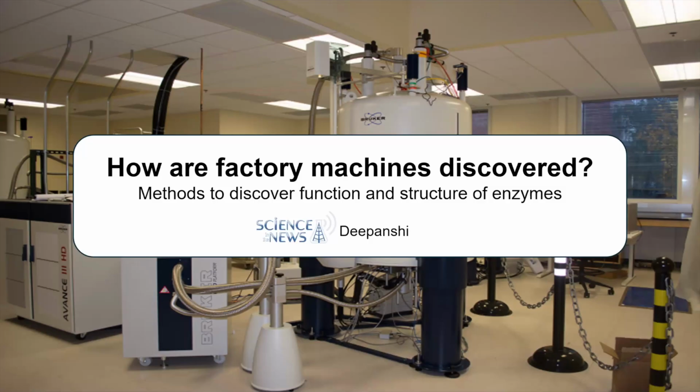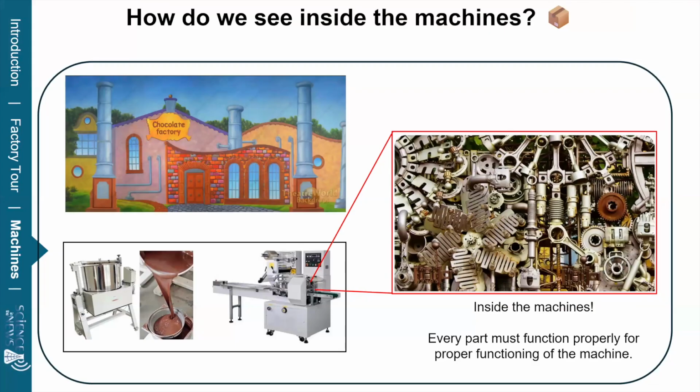Now imagine you are walking through a chocolate factory. From far away, everything looks smooth: conveyor belts, mixers, wrappers, workers. But if the chocolate starts coming out wrong, like too thick, burnt, or lumpy, the real story is inside these machines. As you learned in biology, cells are like factories.